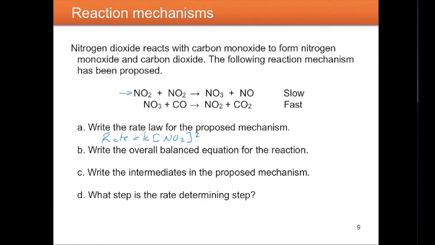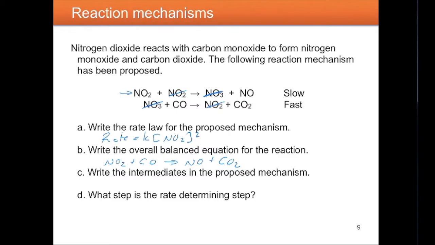Write the overall balanced equation. Again, what do we have? We have an NO3 as an intermediate, and we also have 1 NO2 that will cancel out. So the overall reaction is going to be NO2 plus CO produces NO plus CO2.